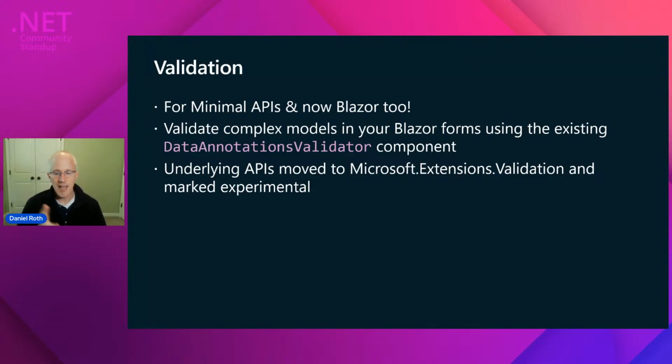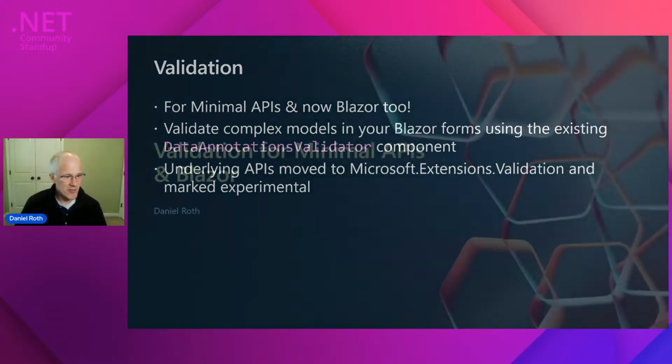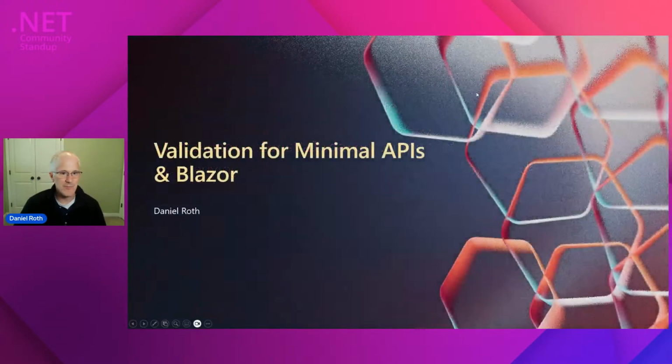Both minimal APIs and Blazor use a shared validation implementation, which we've now moved to Microsoft.Extensions.Validation. The validation APIs themselves are currently still experimental in .NET 10, but the validation functionality in .NET 10 that's used by Blazor and minimal APIs will be fully supported. So I thought I would show you that. Let me show you some of the validation improvements.